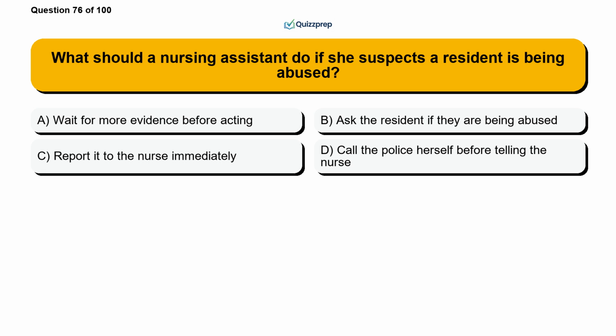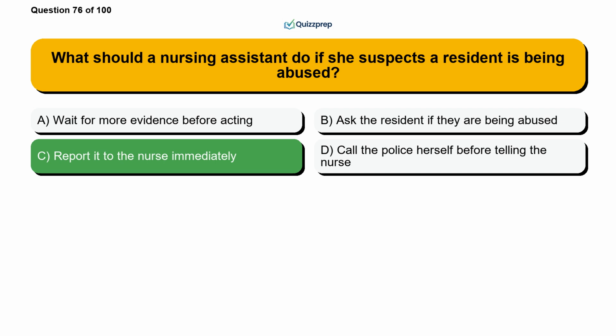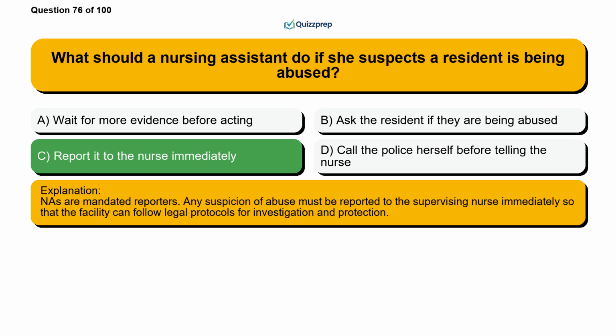Question 76. What should a nursing assistant do if she suspects a resident is being abused? Option A, wait for more evidence before acting. Option B, ask the resident if they are being abused. Option C, report it to the nurse immediately. Option D, call the police herself before telling the nurse. The correct answer is option C, report it to the nurse immediately. NAs are mandated reporters. Any suspicion of abuse must be reported to the supervising nurse immediately so that the facility can follow legal protocols for investigation and protection.